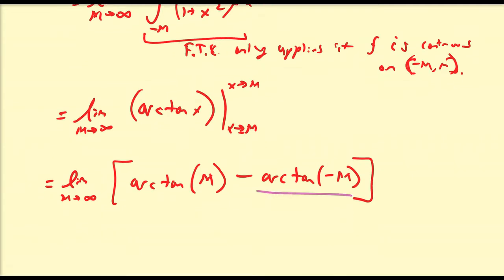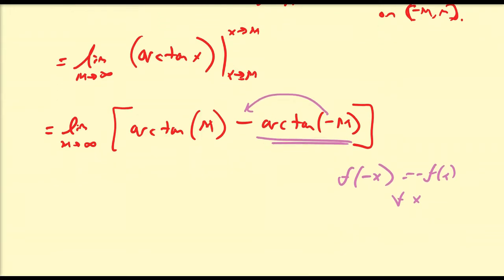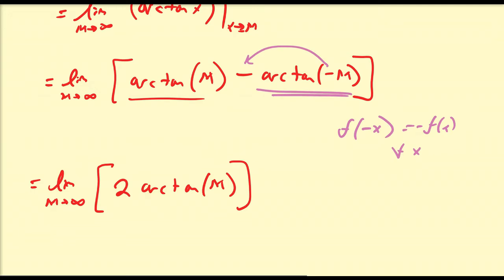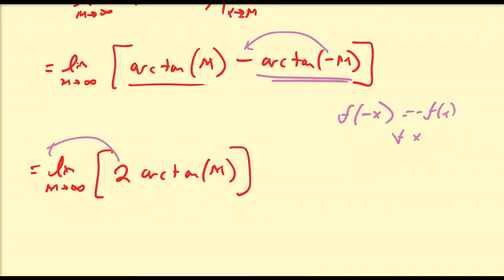Remember that arctangent is an odd function, and a property of odd functions is that f of minus x is equal to minus f of x for all values of x in the domain of f. So we can factor this negative out, and that becomes a positive sign. This is going to be equal to the limit as m goes to infinity of arctangent plus arctangent, so that's 2 arctangents of m. I can factor out my 2 outside of my limit, so this is equal to 2 times the limit as m goes to infinity of the arctangent of m.